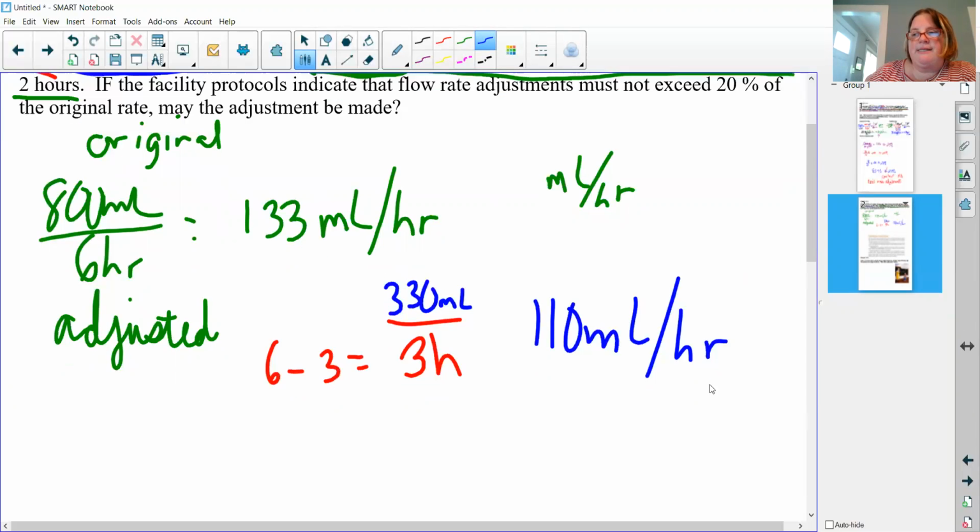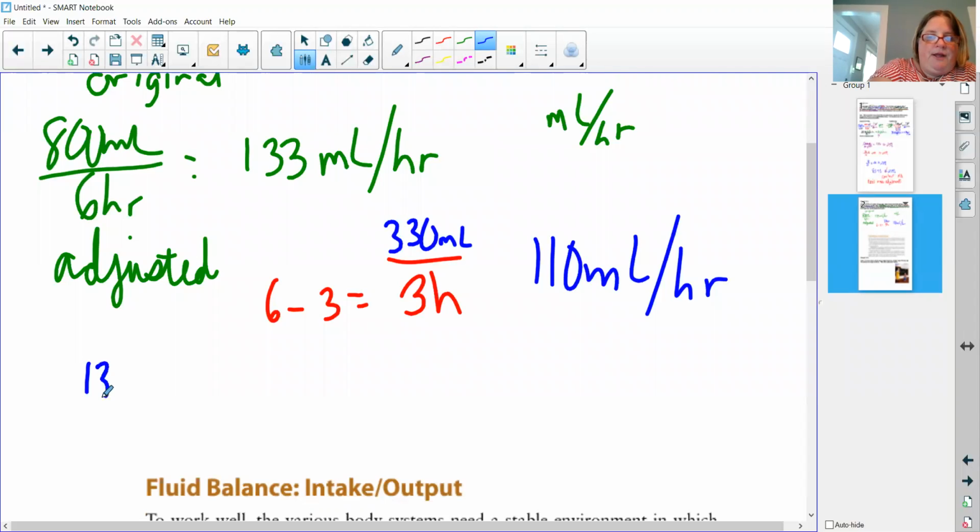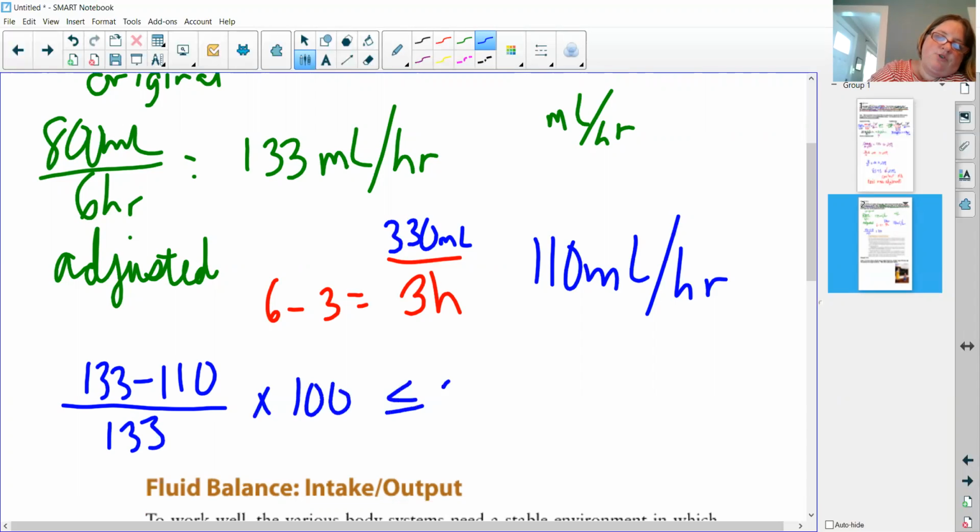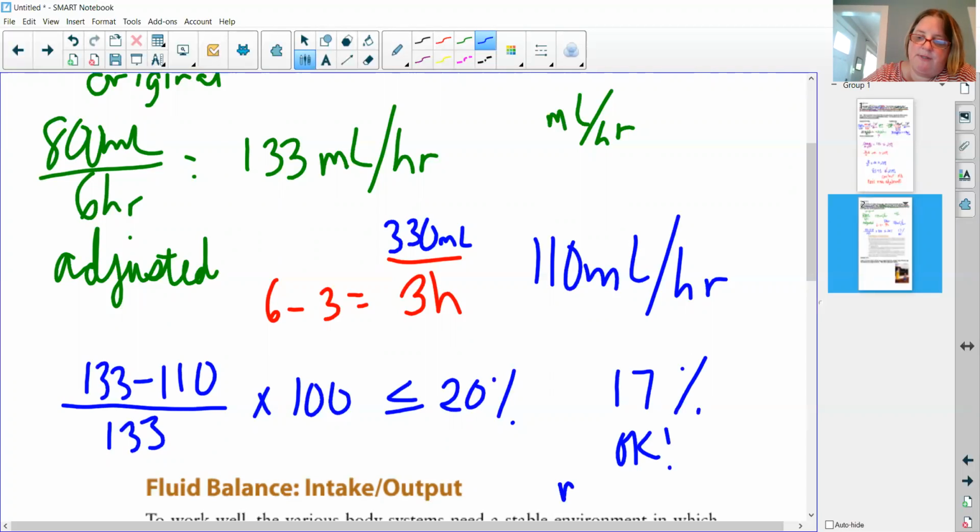And now the flow rate change must not exceed 20%. So I do 133 minus 110, divided by the original amount, times 100, and it has to be less than or equal to 20%. 133 minus 110 equals 23, divided by 133, and it's just 17%. So it's 17%, which is okay. Make the adjustment. Awesome sauce.